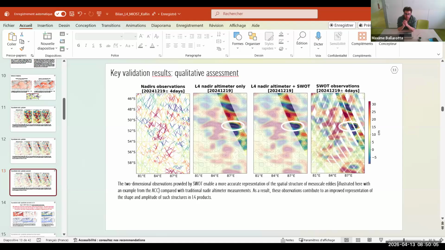No. Okay. But maybe with in situ data validation, if we have, for example, some mooring or something that is recording some kind of topography signal, that could be interesting to validate the added value of the SWOT in the level 4 product compared to a classical nadir altimeter level 4 product.